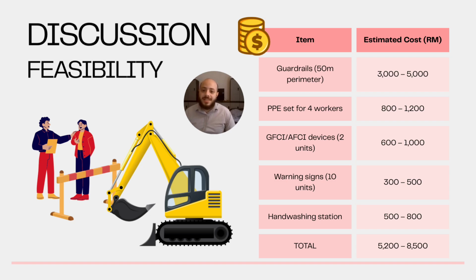This total is less than 1% of a typical small infrastructure project budget, making it extremely realistic and cost effective when you compare it to the potential cost of worker compensation claims, project delays, legal action, or a DOSH work stoppage notice. The investment is clearly justified.